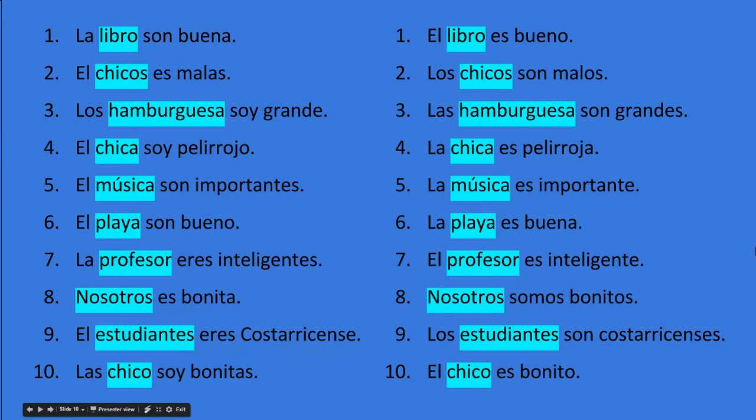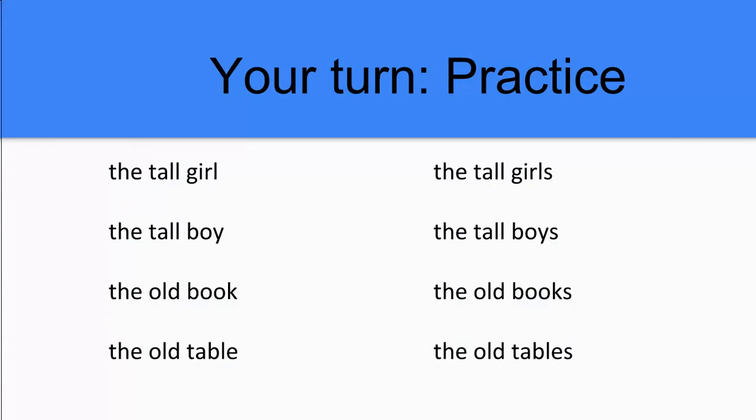If you'd like to pause, you can compare numbers 1 through 10 on the left with the correct answers 1 through 10 on the right. Your turn for practice. You have the words here in English. Try to do the translation to Spanish. Go ahead and pause, and when you're finished, continue on with the video. Pause now.